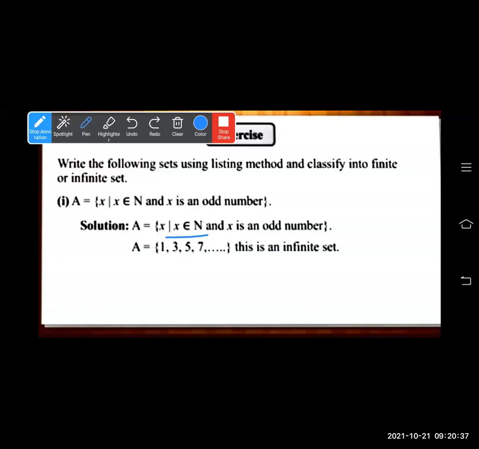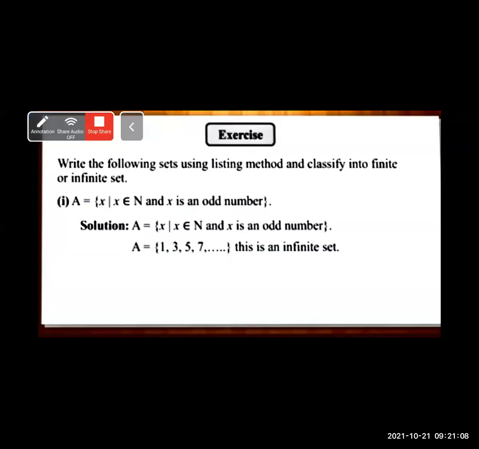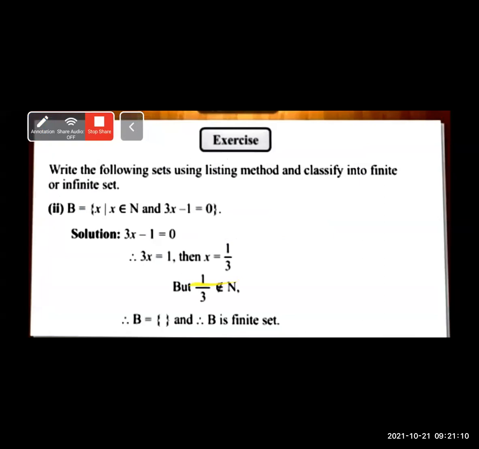x belongs to natural numbers and x is an odd number. That means 1, 3, 5, 7 and dot, dot, dot. These are the elements of set A. So we have listed out all the elements, but there are several elements which are odd numbers and natural numbers also. Already, the set of natural numbers is an infinite set, so this set is also an infinite set because we are using ellipses over here. I told you yesterday these are called ellipses, and so on and so forth. We will see the next question.